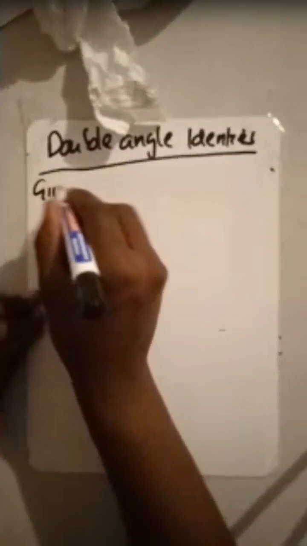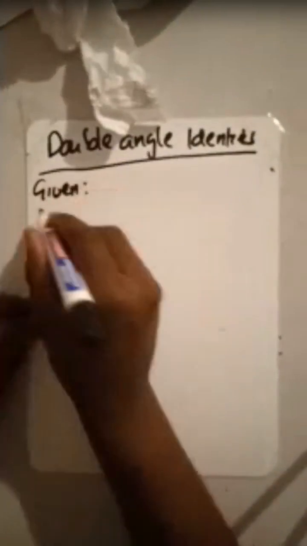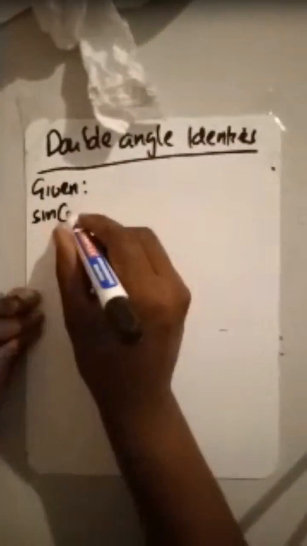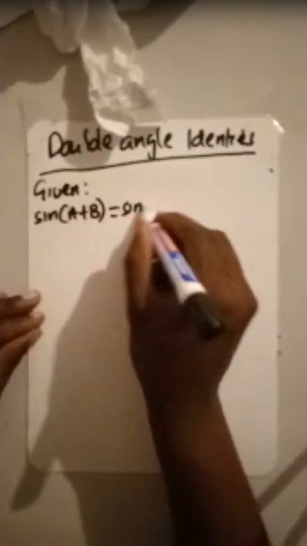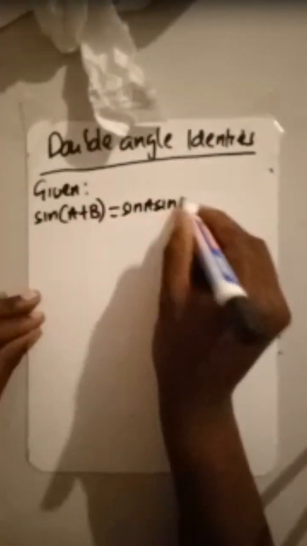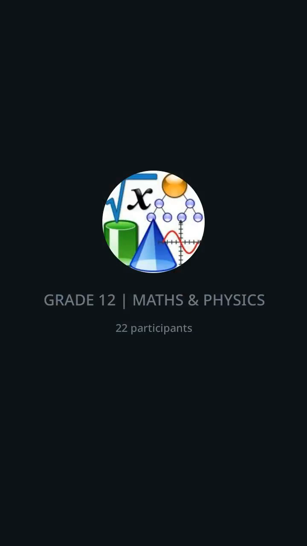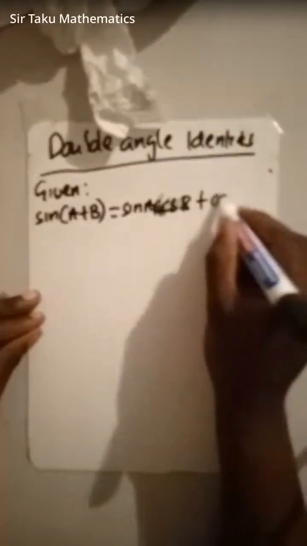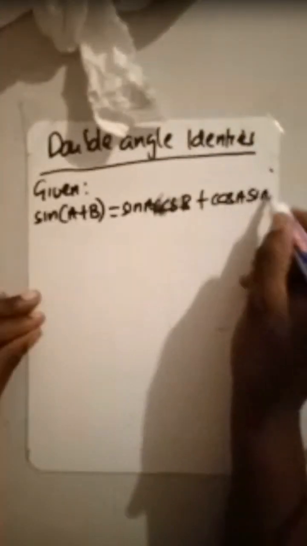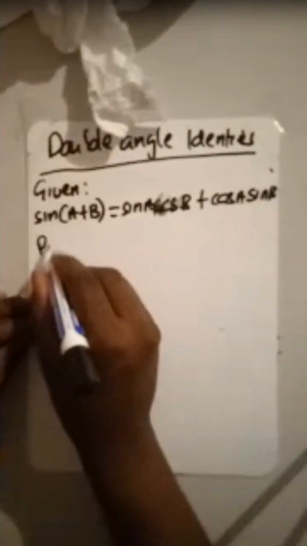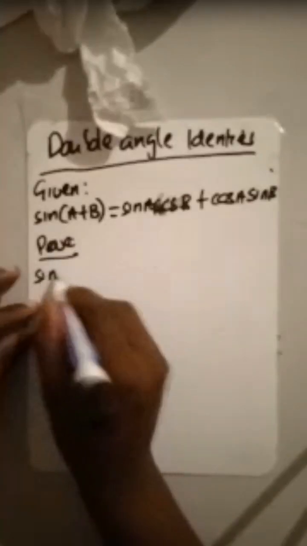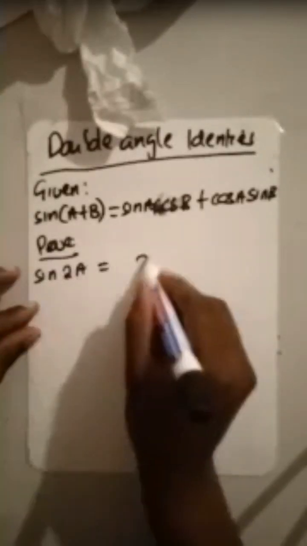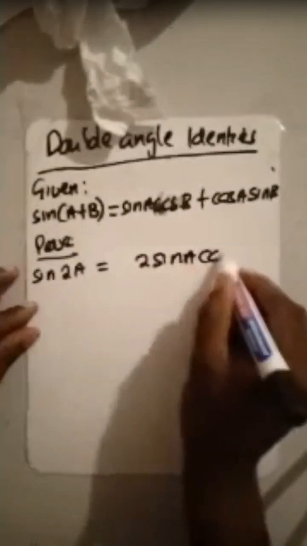So, the first one I'm going to do, given that sine A plus B is equal to sine A cos B plus cos A sine B. Prove that sine 2A is equal to 2 sine A cos A.